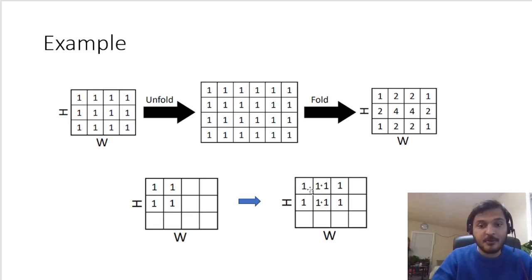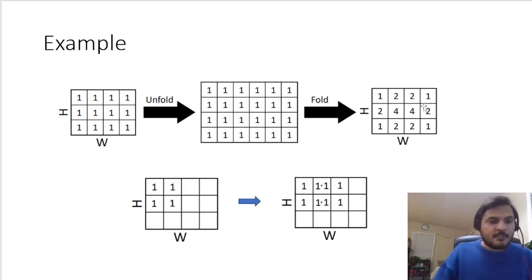So now I have to aggregate on the overlap bits. So I'll have 1, 2, 1, 1, 2, 1, and then I keep on doing it, and this is how I will retrieve these different values. So this is a very simple example that demonstrated the unfolding and folding operation.